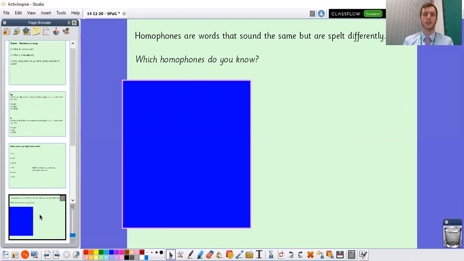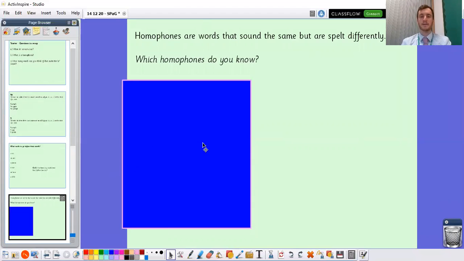Moving on, we're going to move on to homophones, which you worked on last week with Mr. English. So homophones are words that sound the same, but are spelt differently. Which homophones do you know? Maybe pause the video there and write down any different homophones that you can remember from last time.